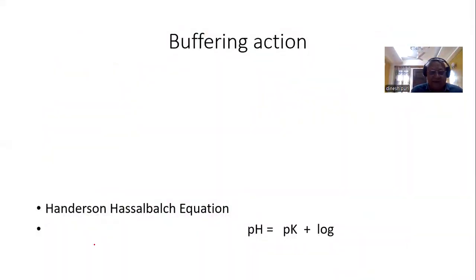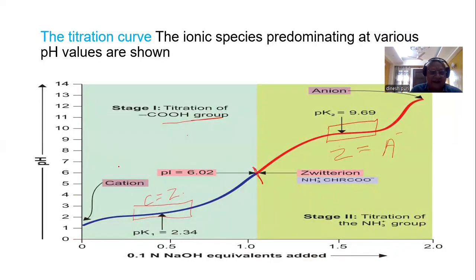So one more point, what are this pK1 and pK2? For this we have to understand the Henderson-Hasselbalch equation. pH is equal to pK plus log of base concentration A minus divided by acid concentration. Now in the first phase, what was the acid? Cation was acid, the proton donor. Zwitter ion was base. So midway, the concentrations of acid and base were equal.